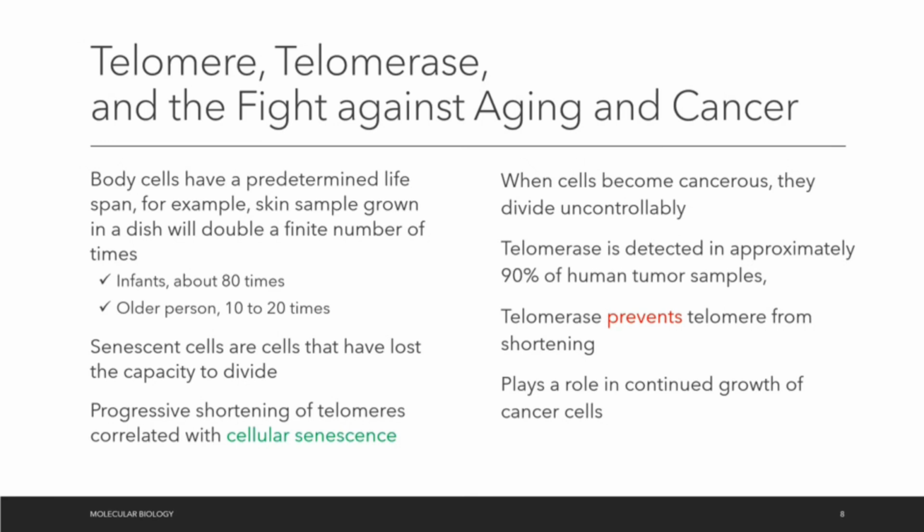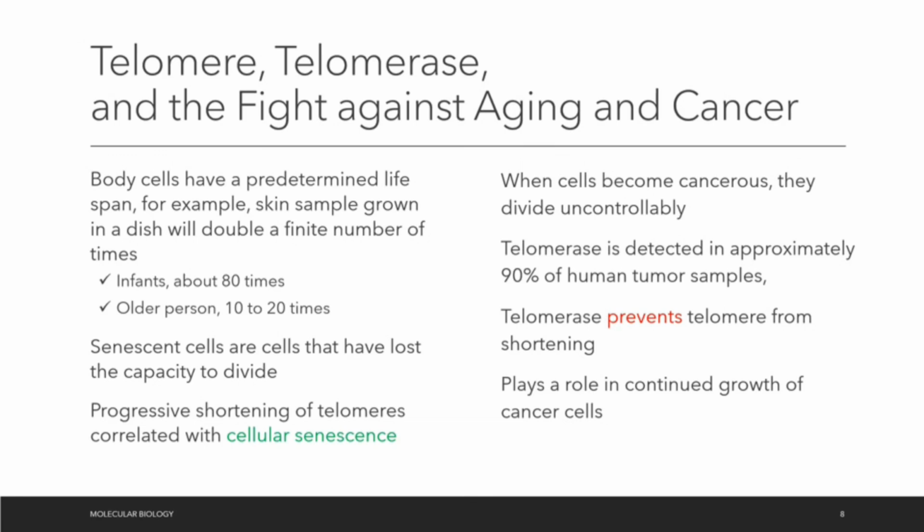So on aging, body cells actually have a predetermined lifespan. For example, the skin cells, which are one of the very rapidly dividing kind of cells in our bodies, will actually double only for a definite number of times. So for infants, their skin cells can probably double about 80 times, whereas for older persons, our skin cells are only able to double 10 to 20 times.